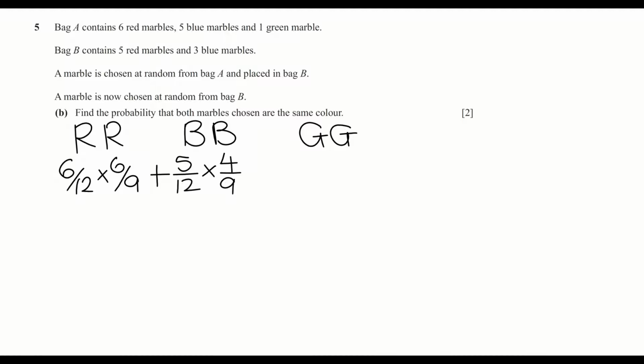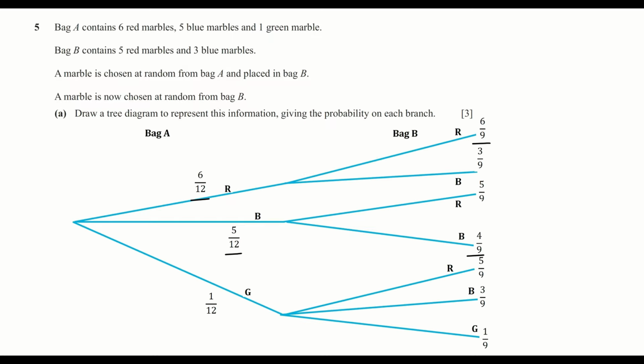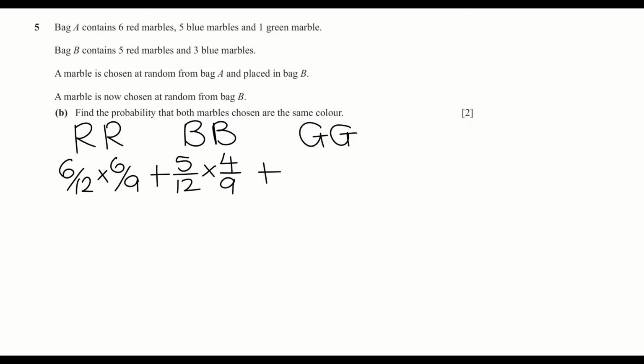Or we could have 2 green marbles. So again, we need to add a green marble from bag A, 1/12, and a green marble from bag B, 1/9.